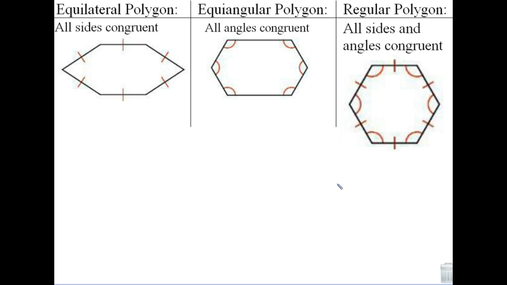Next thing we're going to talk about is the idea of a regular polygon. First off, I'm going to say an equilateral polygon has all sides congruent, and an equiangular polygon has all angles congruent. Notice I can have an equilateral polygon that's not equiangular, and vice versa. A regular polygon is going to be a polygon that's both equilateral and equiangular. In other words, all sides and all angles are congruent. These are your nice shapes that you learn about in 3rd, 4th grade. Here we'd say we have a regular hexagon.